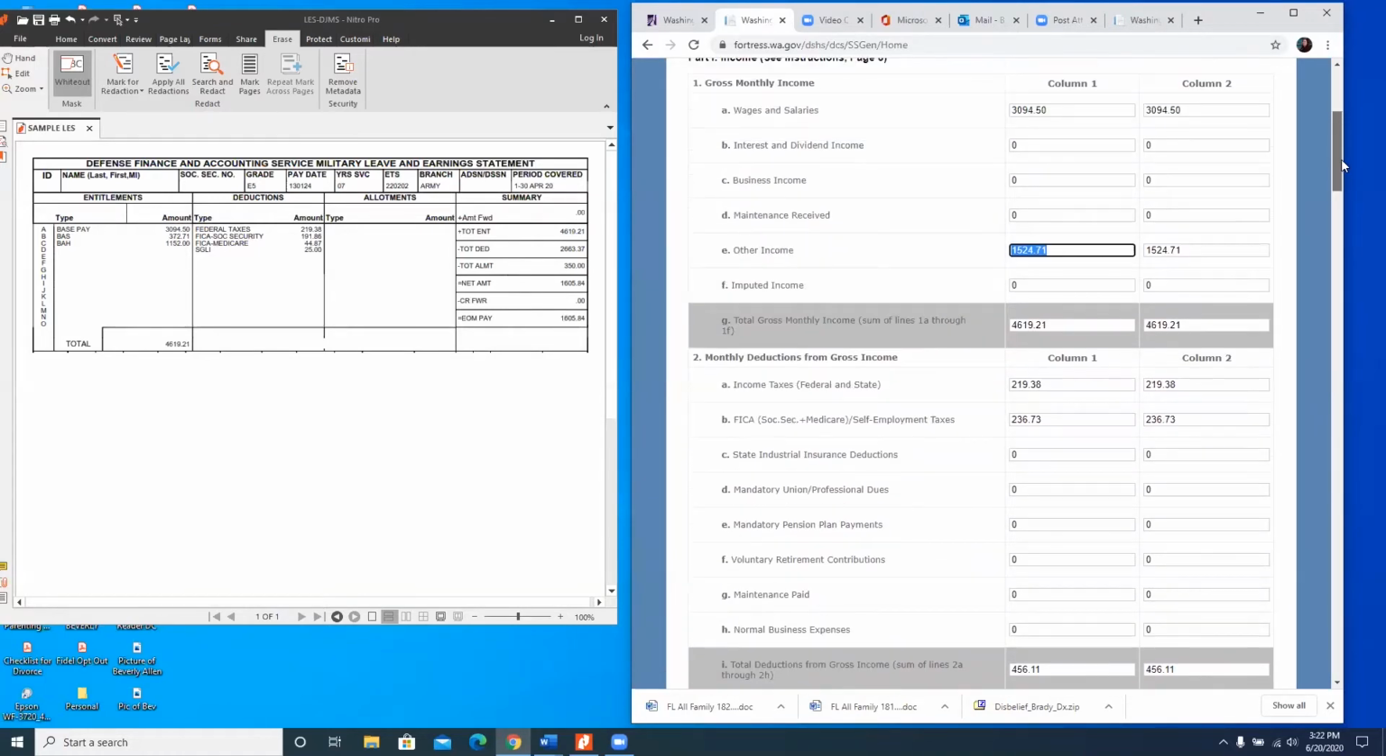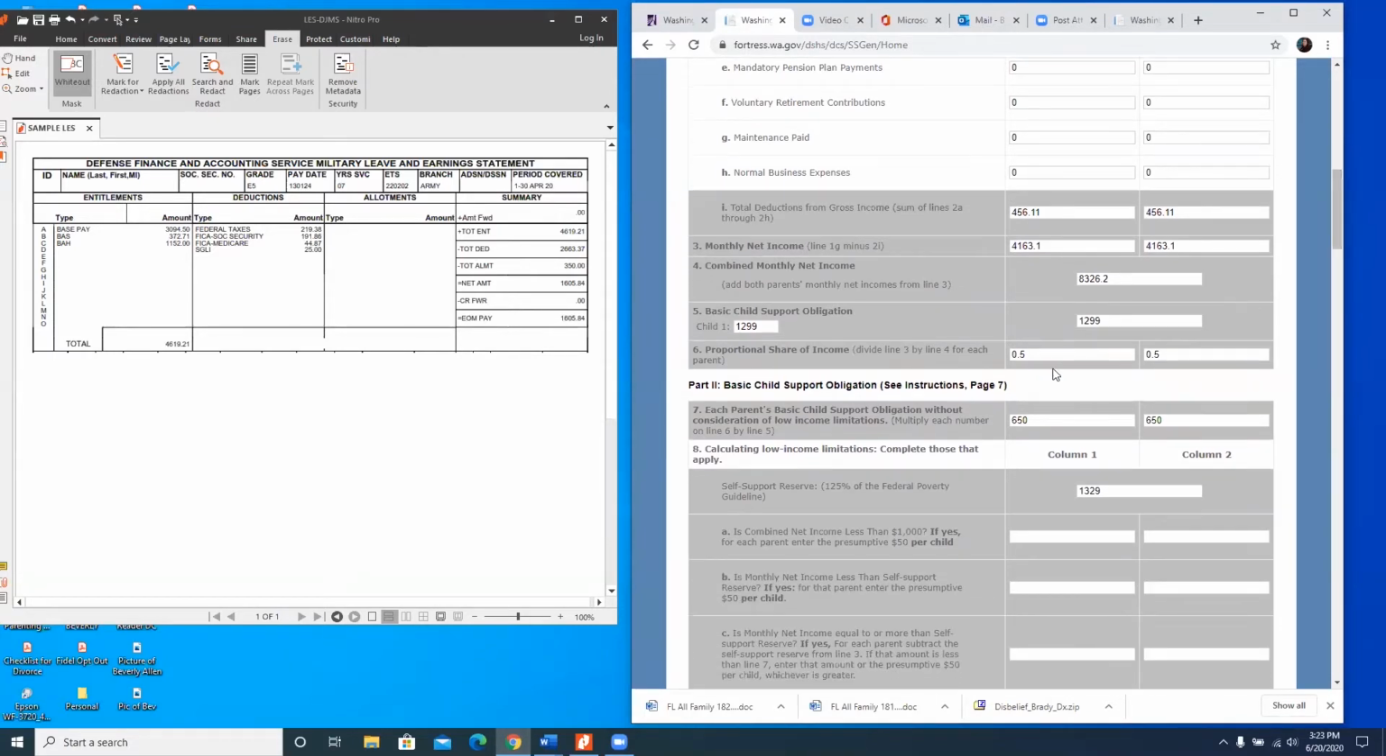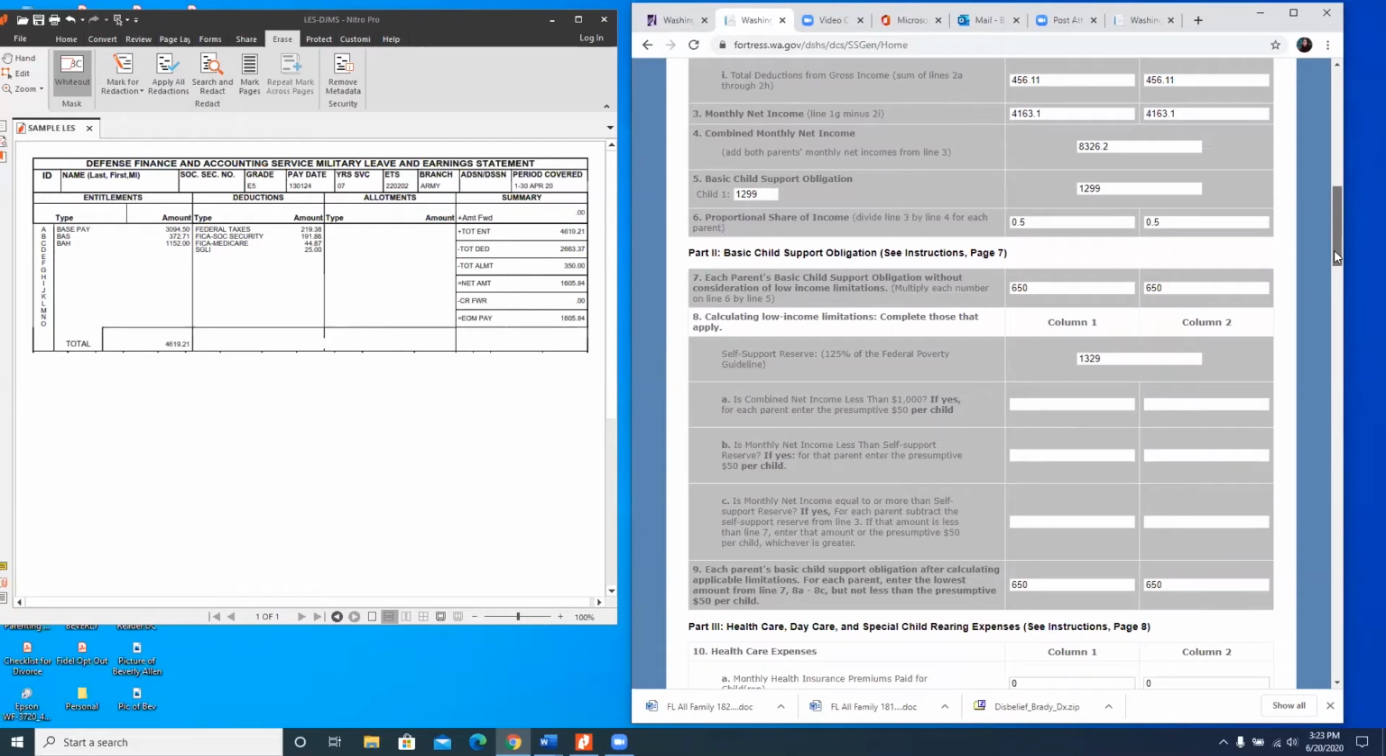So in this case, this does the math for us. What we have is each party has the same net income. In this case, it's $4,163.10. And unsurprisingly, section 6, which is the proportional share of income, is even. It's 50-50. You won't often see this, but in this example, they do make exactly the same.